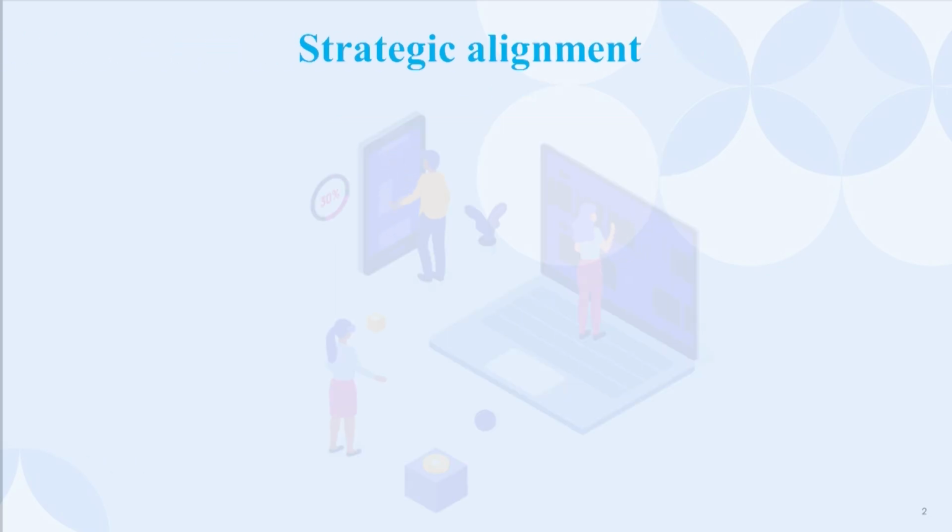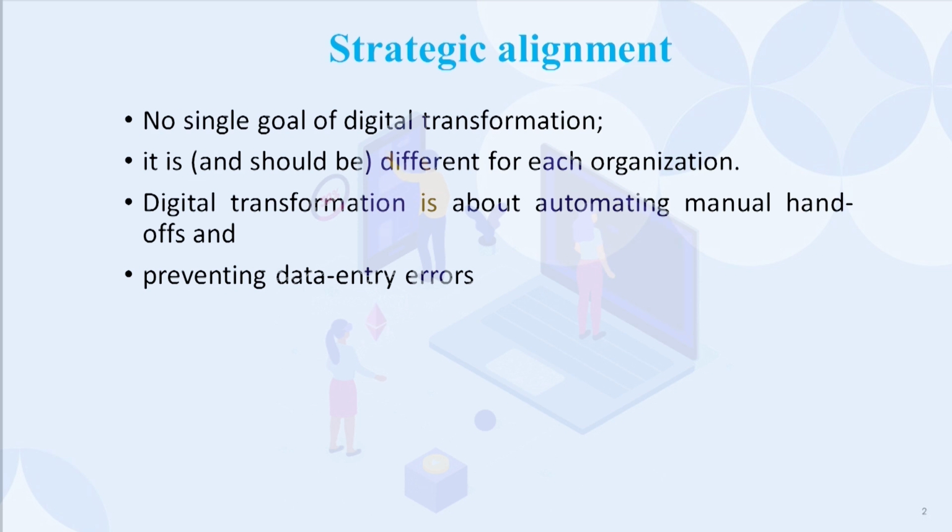So strategic alignment: a foundation step to any successful digital transformation strategy is aligning your digital transformation with your library or information center goals. So we have to decide what to digitize in terms of the information center's goals. If the goals are not set, we will not be able to decide. There is no single goal for digital transformation. If you make one single goal and have to make a huge investment for it, that's not right. You have to have many goals for that particular digital transformation. It is and should be different for each organization.